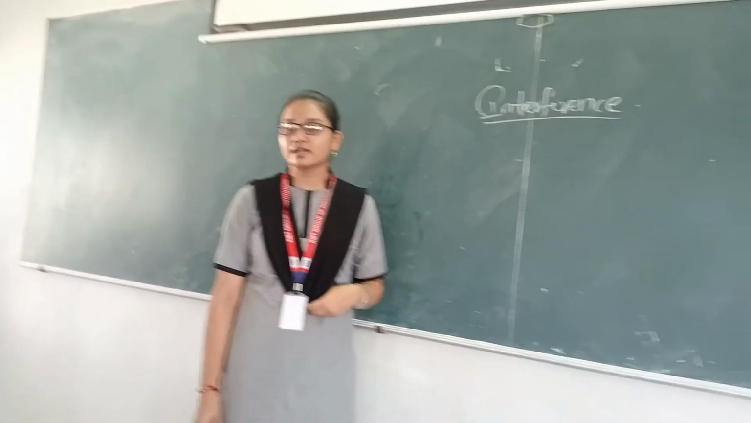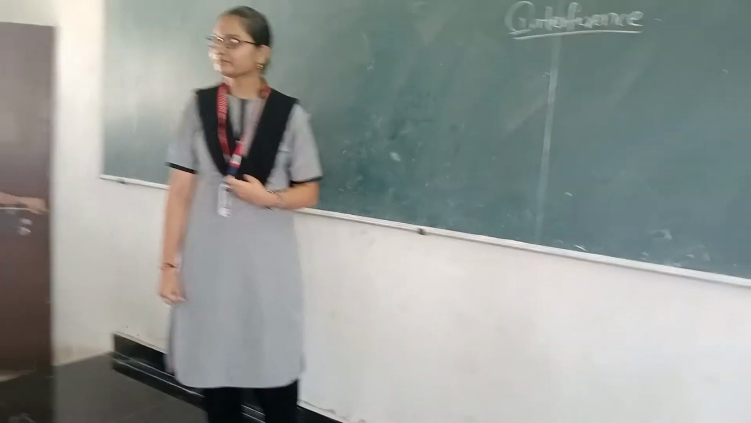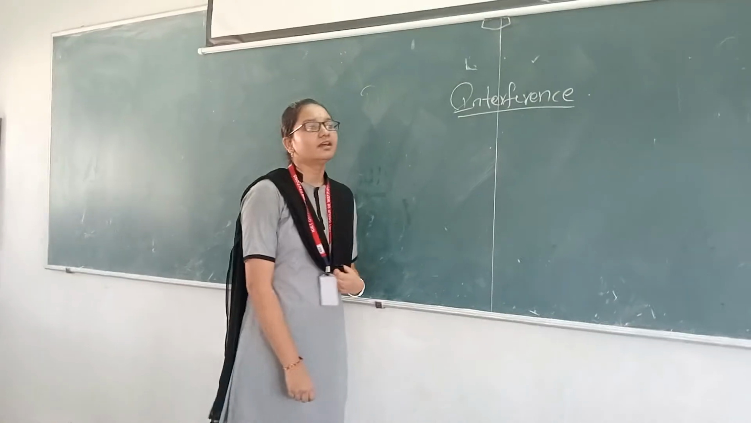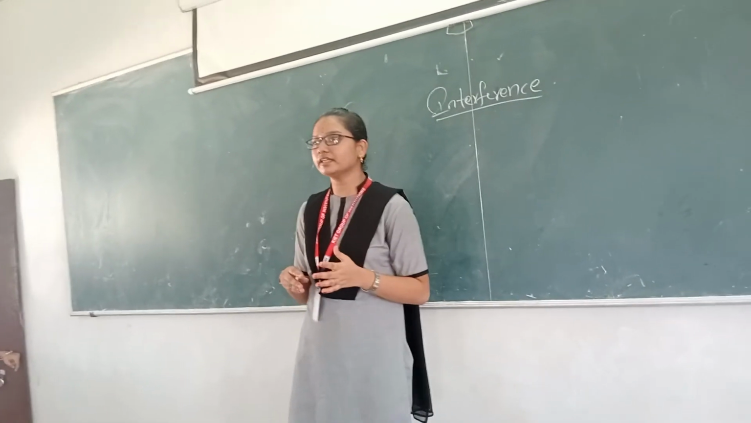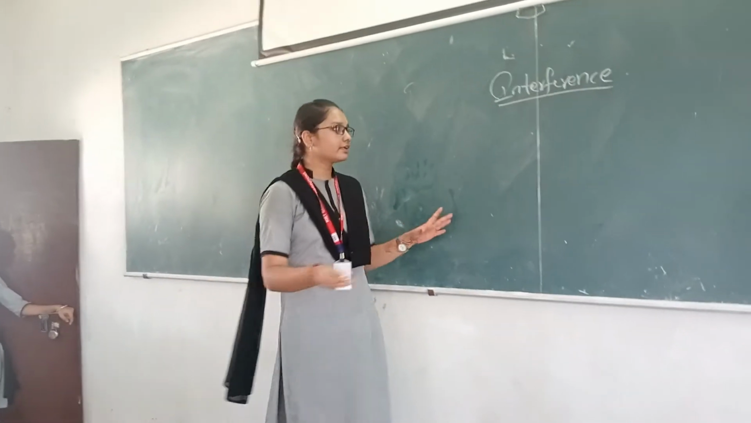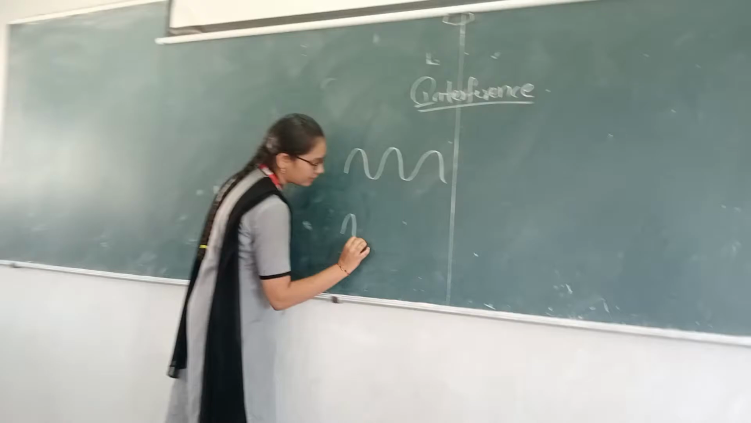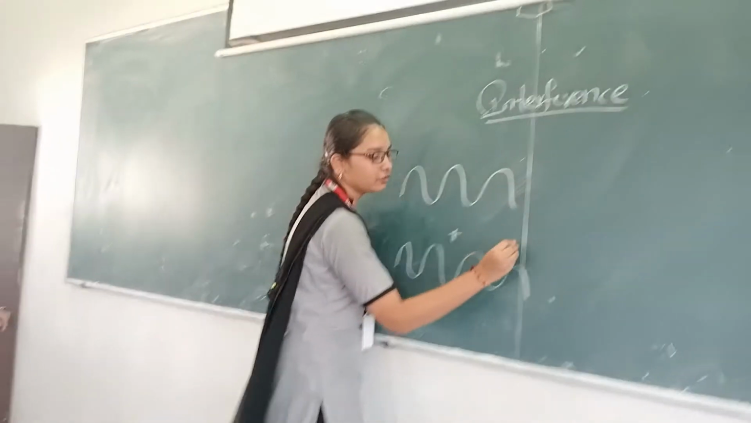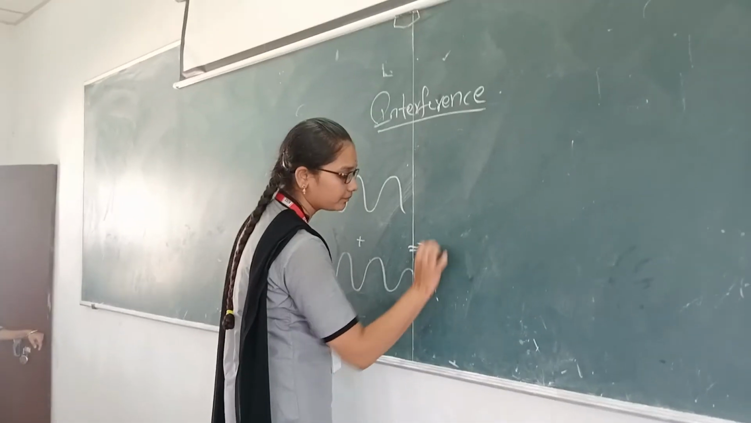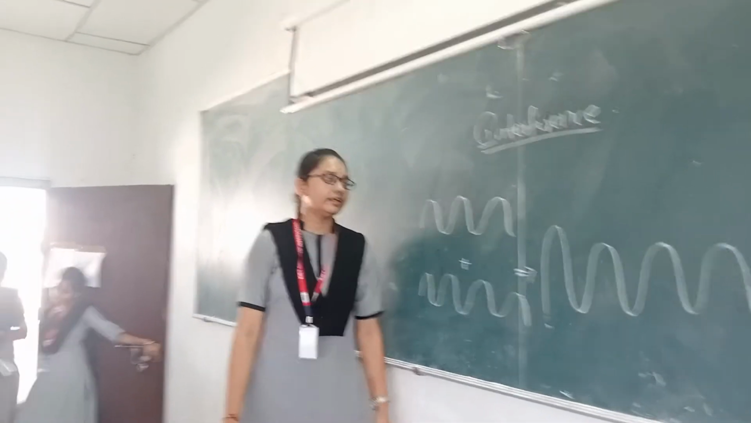Did anyone know what is meant by interference? Yes. When two waves collide. Yeah, correct. Interference is nothing but when two or more waves combine each other to form a resultant wave. For example, this is one wave traveling in a medium, and this is another wave traveling in the same medium. These two waves combine to give the resultant wave. This is known as interference.